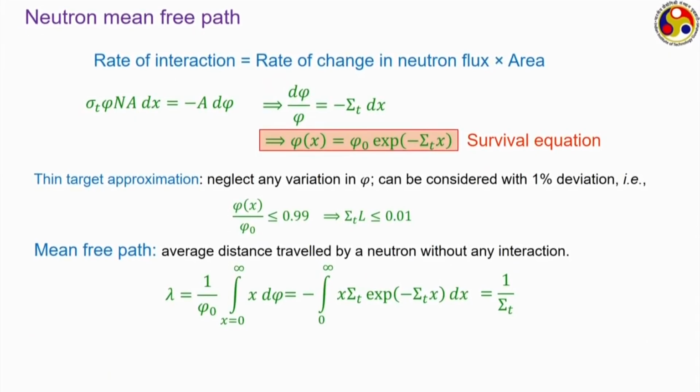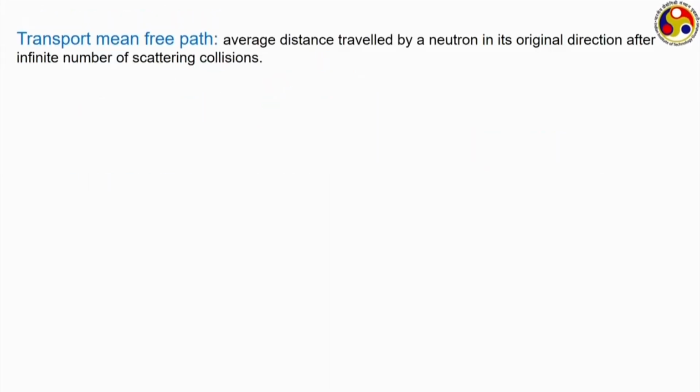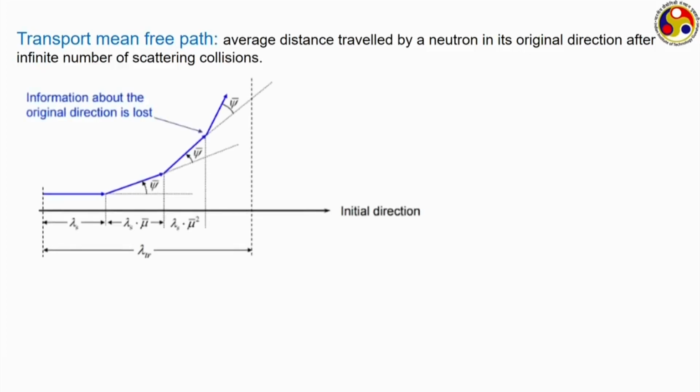But there is another mean free path which is often defined, called the transport mean free path. Transport mean free path refers to the average distance travelled by a neutron in its original direction after an infinite number of scattering collisions. Let us look at this diagram. Say this is the point from where the neutron is entering the medium. Before it encounters any kind of scattering interaction, it is likely to travel lambda_s distance, lambda_s being the scattering mean free path. So, here, on an average, is the location where it will encounter the first scattering interaction, and hence it will get scattered by some angle.